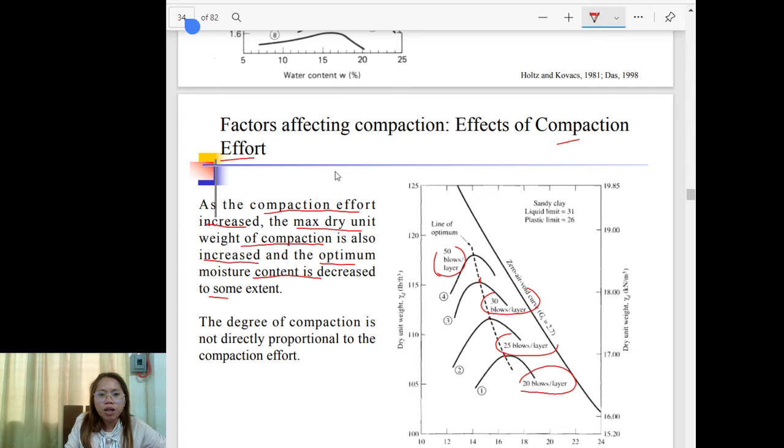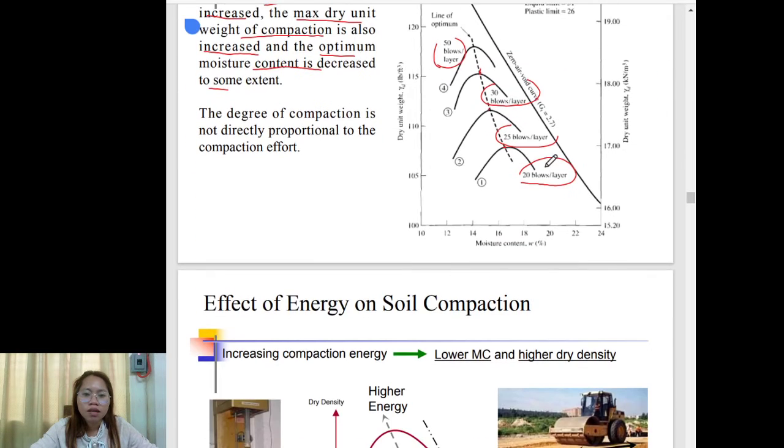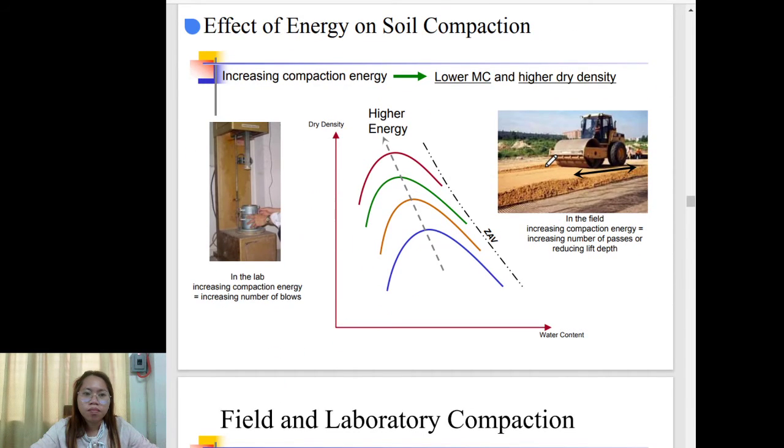The effects of compaction effort, meaning this is the number of blows. Yes, this is the number of blows per layer. And the effect of compaction energy on compaction is a continuation of compactive effort. So increasing compaction energy gives lower moisture content and higher dry density.